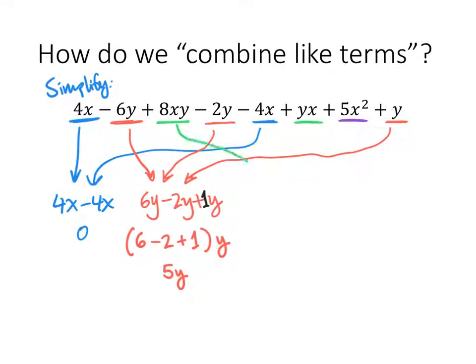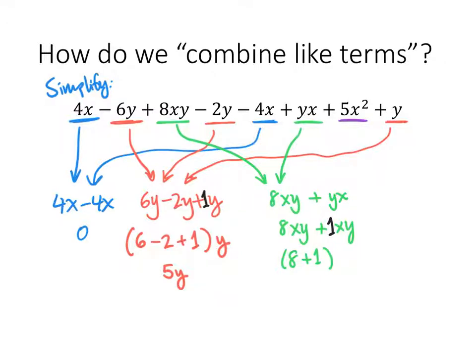Next up, I've got my green terms here, so 8xy and yx, 8xy plus yx. To make these look more like terms, I'm going to rearrange the yx as xy. Again, I've got an assumed 1 there, so because there's not a coefficient in front of the xy, there's an assumed 1 coefficient. So then I add the coefficients together, 8 plus 1 times xy, and 8 plus 1 is 9, so 9xy. And then finally, the 5x squared, since that's all by itself, I don't have anything to combine it with, so I just leave it as the 5x squared.